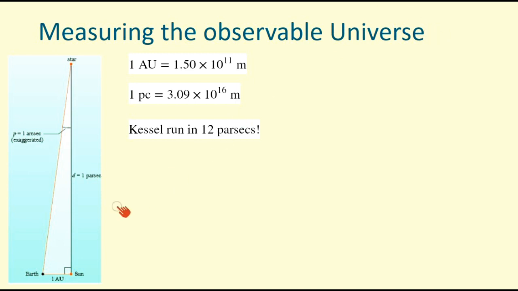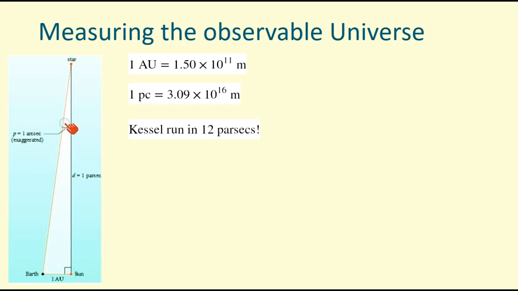How do you measure the observable universe? Well, one approach is to take the sun as the bottom of a triangle and the Earth as one side, and then measure the distance here, which is one astronomical unit, an AU, and that is 1.50 times 10 to the 11 meters. Now the parsec is this huge number here, which is 10 to the 5 times bigger. So the arcsec is exaggerated because this angle here is about 10 degrees. It needs to be divided by 10 and then divided by 3,600.